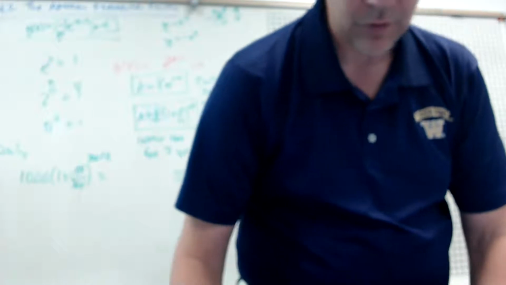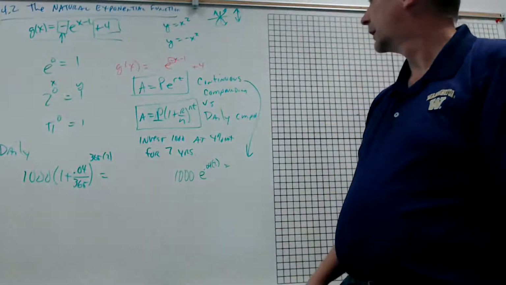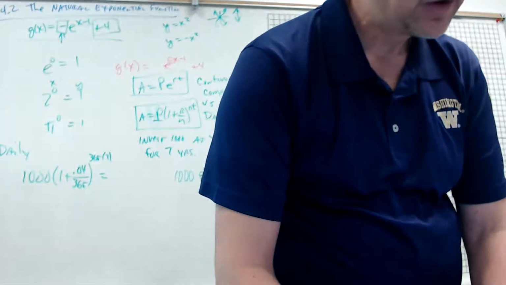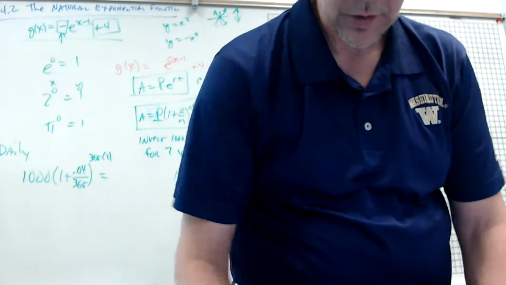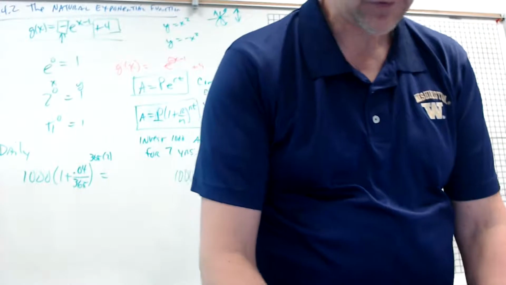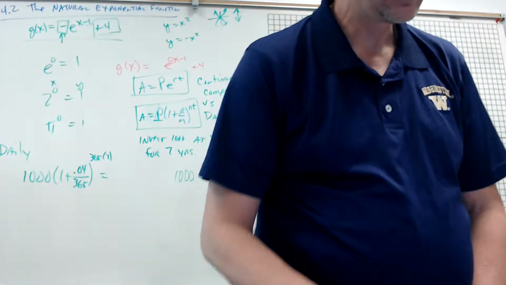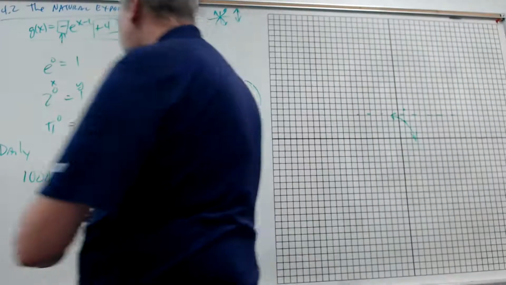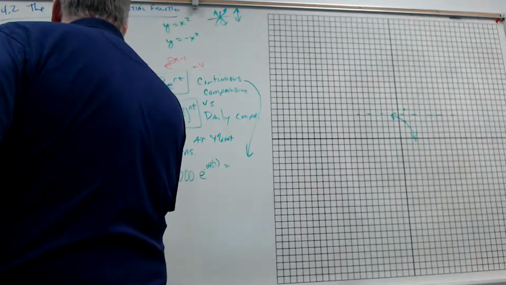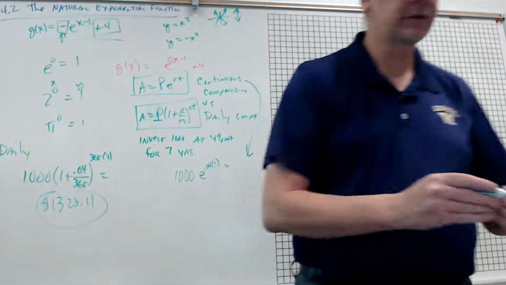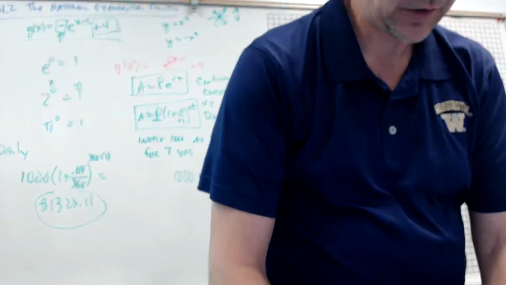Equals 1,000 times 1 plus 0.04 divided by 365 raised to the 365 times 7th here. Okay, so you should have on your calculator gotten 1323.11. So this is 1323.11. So you've made $323 roughly. That's daily.